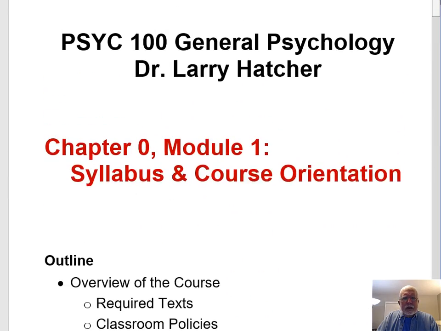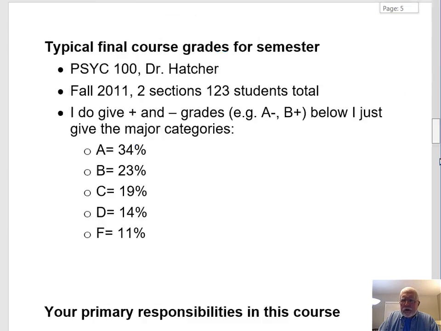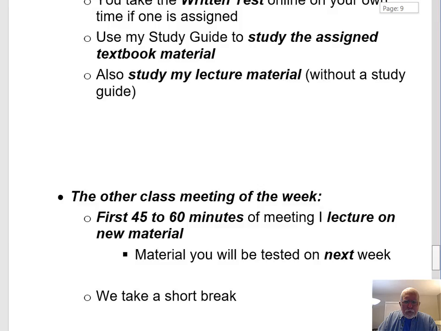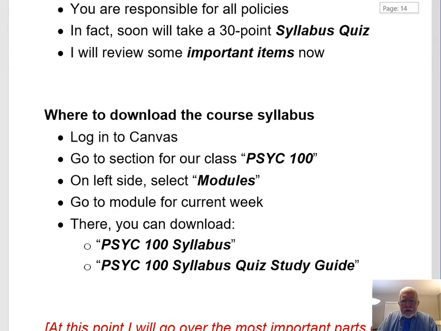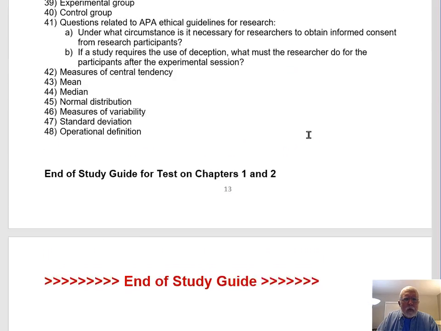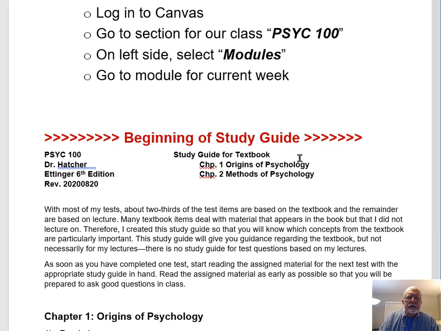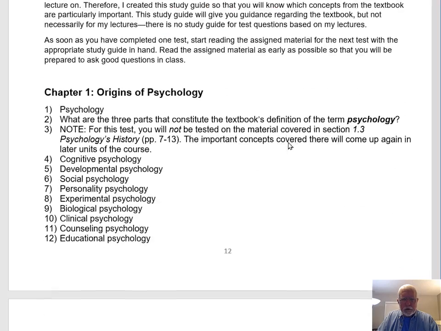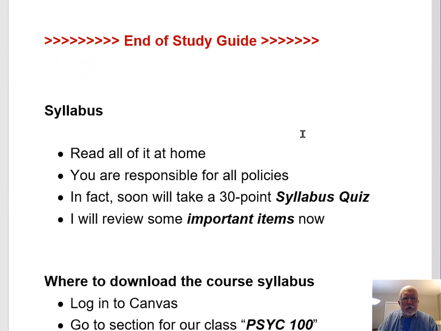We are going over a document that is headed Psych 100 General Psychology, Chapter 0, Module 1, Syllabus and Course Orientation. In the previous parts of the video series, I went as far as page 13. The last thing that I went over was I reviewed the study guide for the textbook for each of the units of this semester. I'll give you a study guide that identifies the material from the textbook that you need to focus on. I went through one of the study guides for one of our upcoming units.